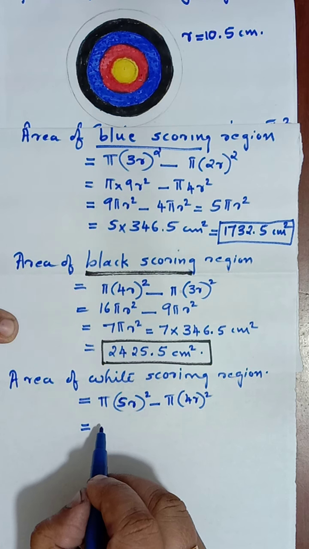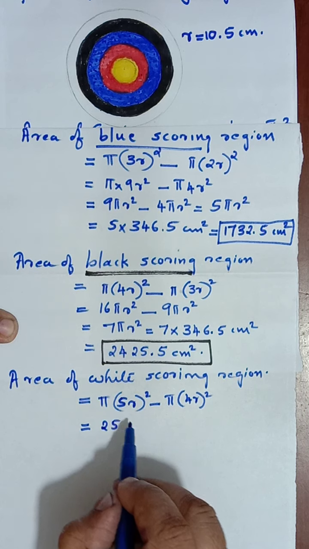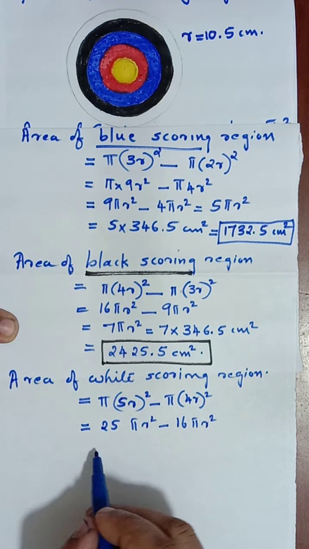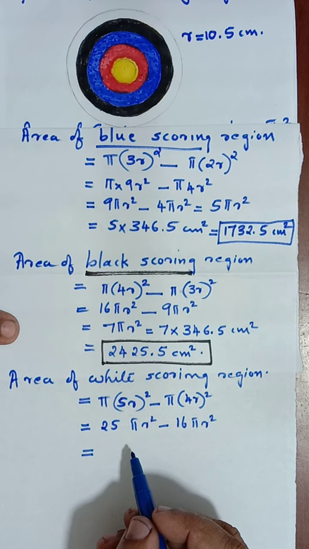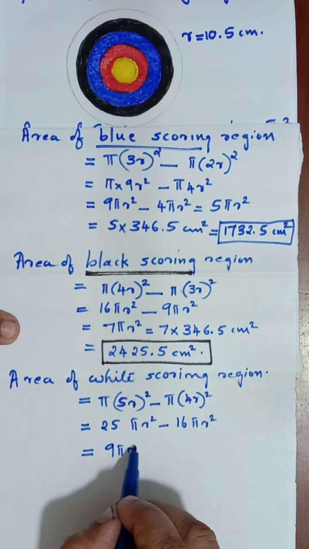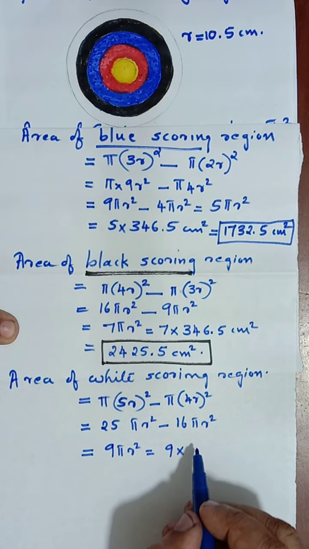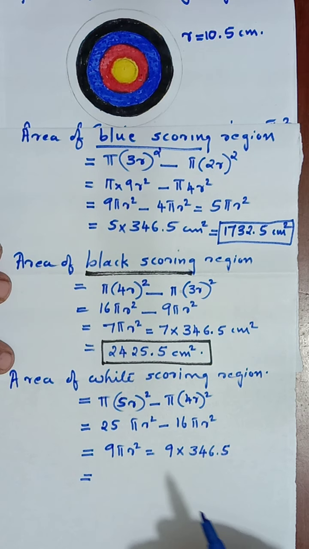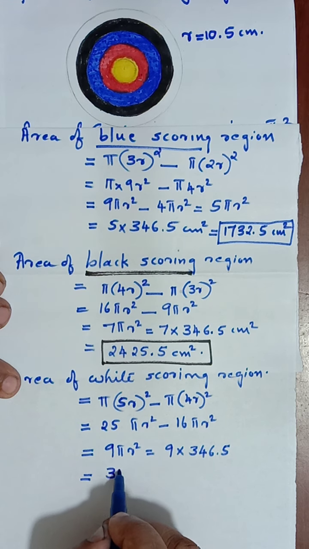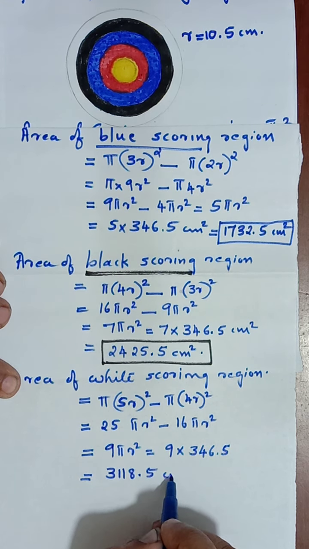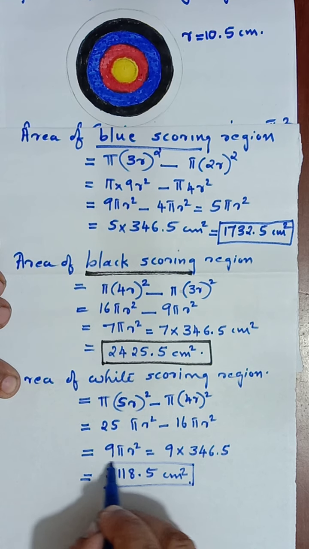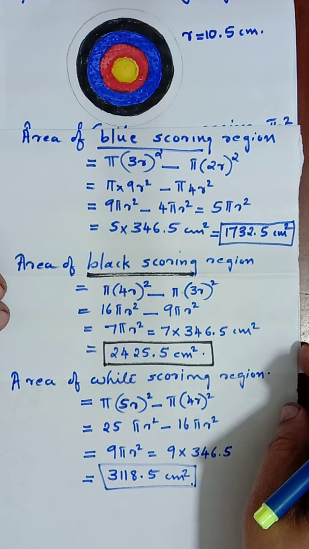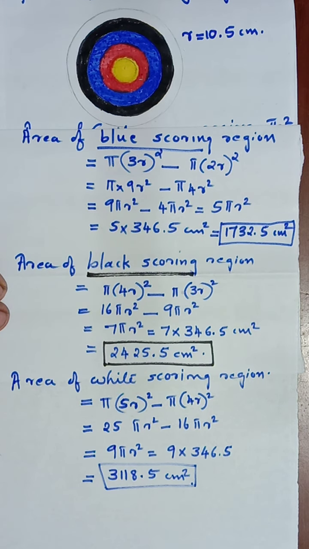So this method is very simple for calculation. 5 square 25 pi r square minus 4 square 16 pi r square. 25 minus 16 is equal to 9 pi r square. We can substitute 9 into 346.5. Multiply, all of you will get the answer, 3118.5 cm square. That is the area of the white region. Now we got all the 5 regions' areas. It is very simple to calculate. You reduce each one so that you will be getting it.